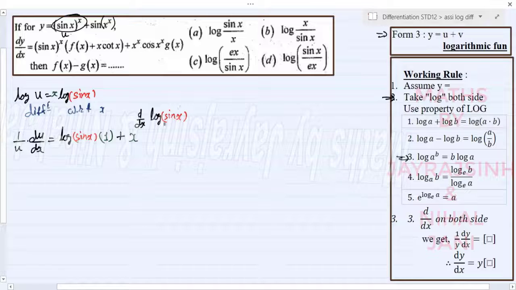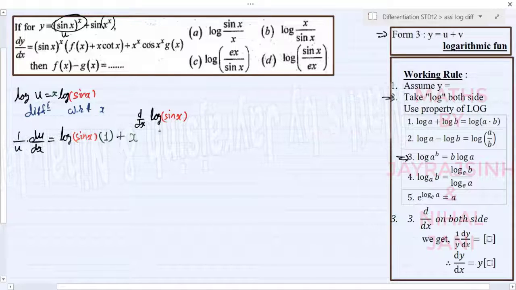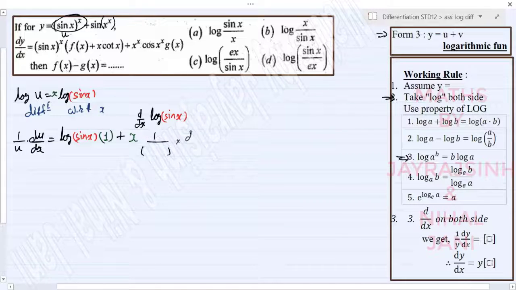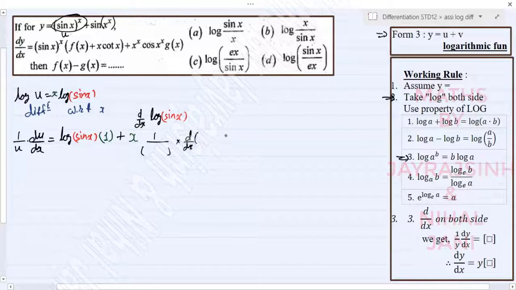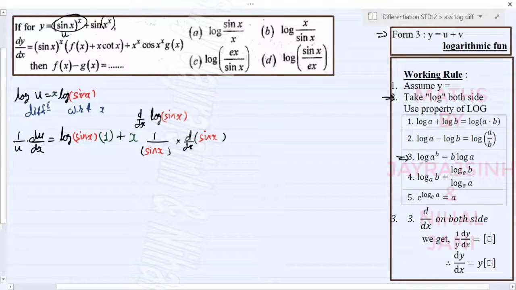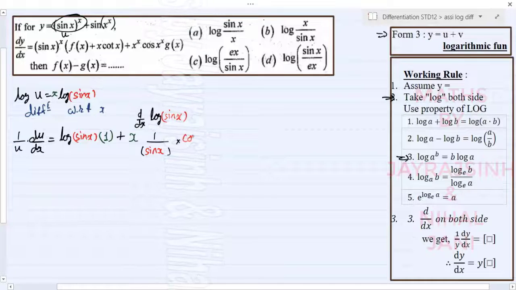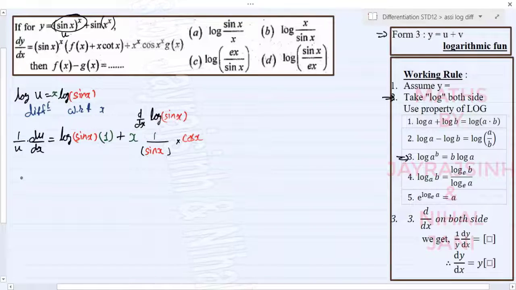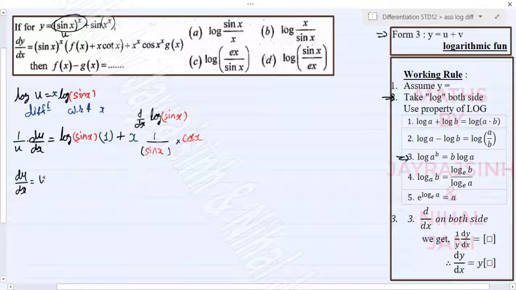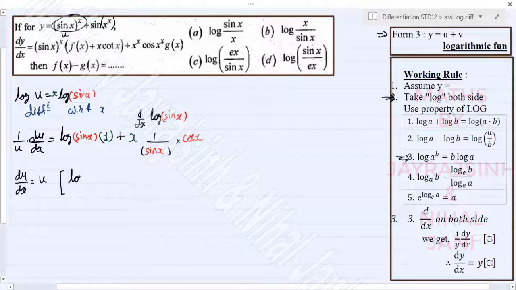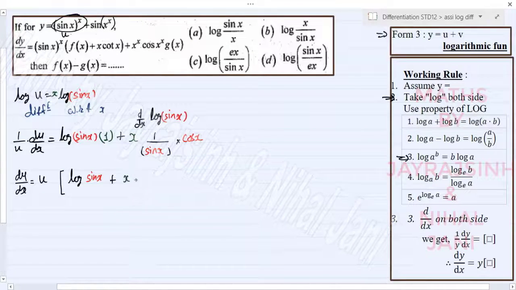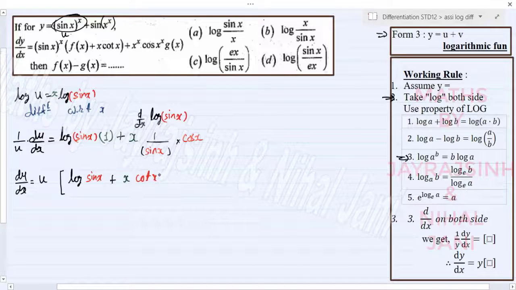and for that we have to consider a box around the sin. So differentiation of log box will be 1 upon box into d by dx of box. Within the box we have sin x, so we just have to multiply the differentiation of sin x, which is cos x. So here we get our du by dx as u into log of sin x plus x into cot x.